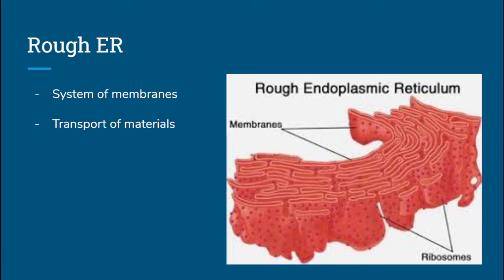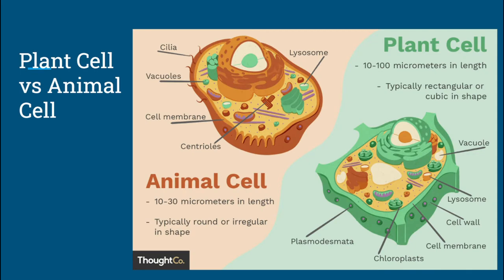And the rough ER. As we can see, there's little dots all over the rough ER, and those are ribosomes. The rough ER is a system of membranes, and it allows transport of materials throughout the cell.